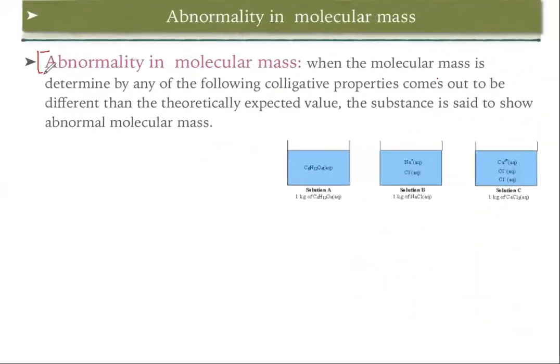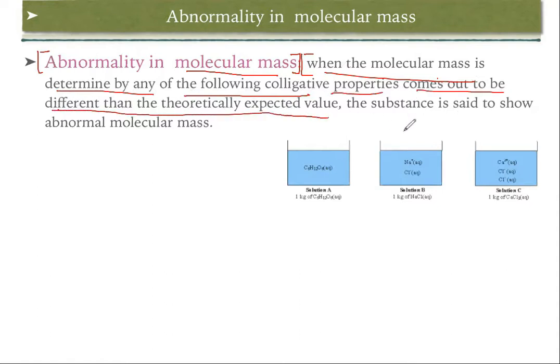So next we'll discuss the abnormality in molecular mass. So we know this molecular mass, right? So let us just first understand what the statement says. When the molecular mass determined by any of the colligative properties comes out to be different than the theoretical expected value, the substance is said to show the abnormal molecular mass.